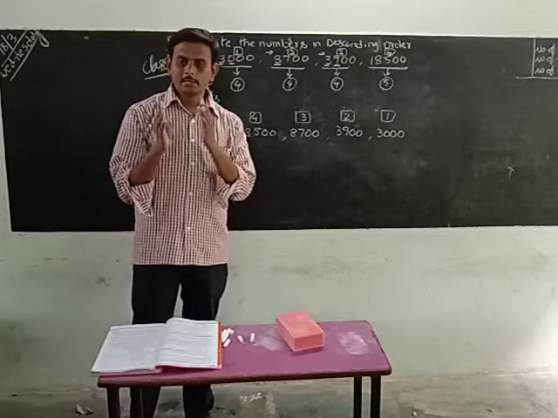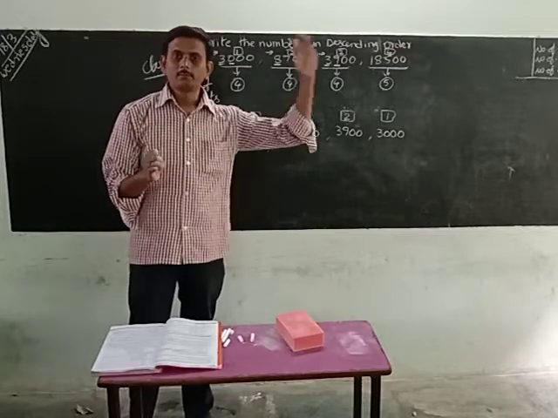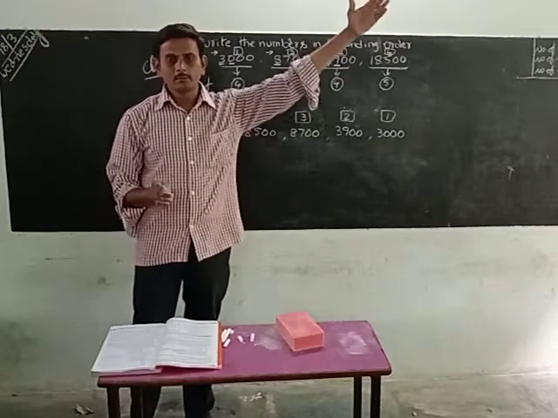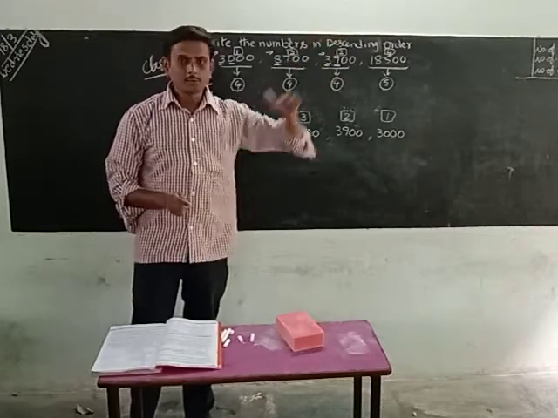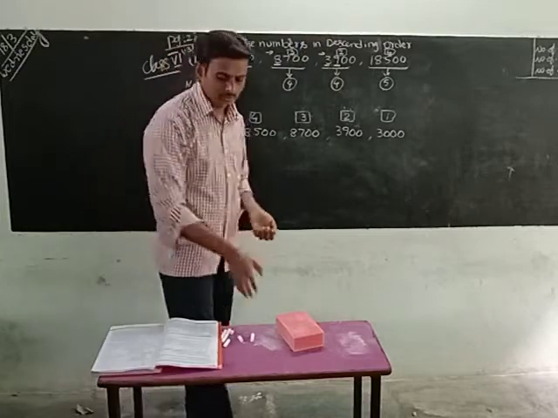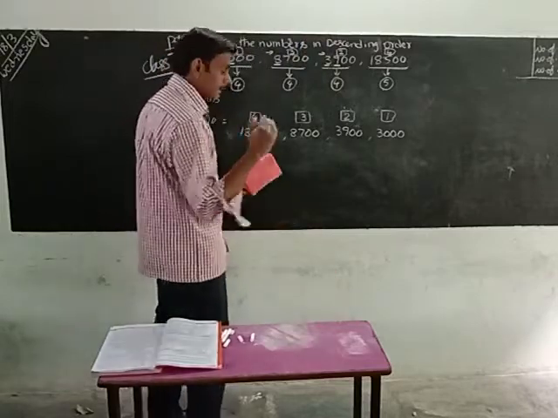Okay, like this we can write the ascending order and descending order. Ascending order means arrange the numbers from small number to big number. Descending order means arrange from big to small.